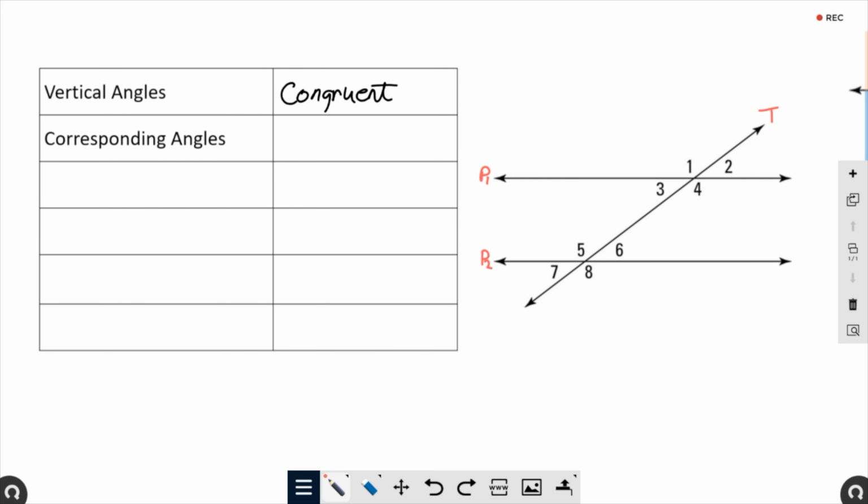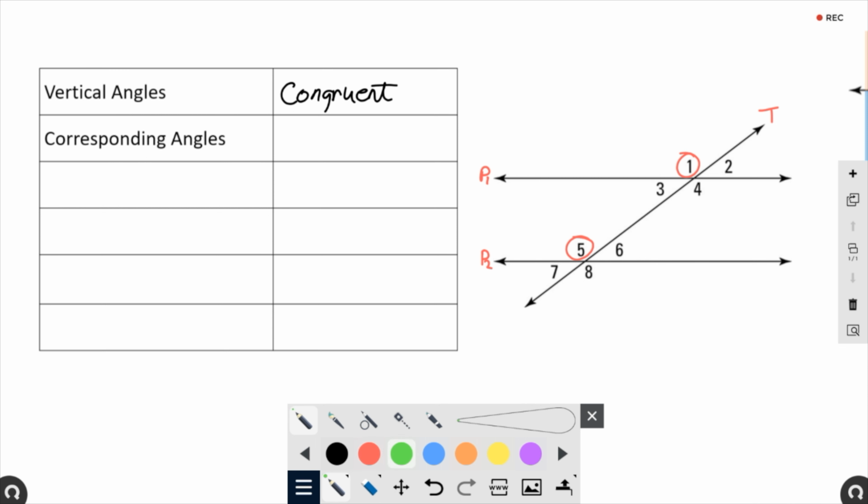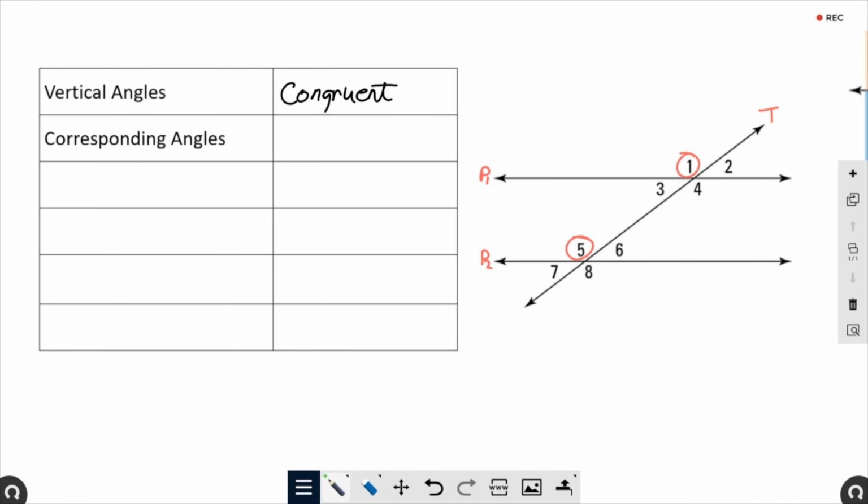The next angle pair we have is corresponding angles. Corresponding angles are angles that are in the same location relative to the parallel lines and the transversal. For example, angle 1 is in the top left of parallel line 1 and the transversal line. Angle 5 is in the top left of parallel line 2 and the transversal. So angle 1 and angle 5 are corresponding angles.